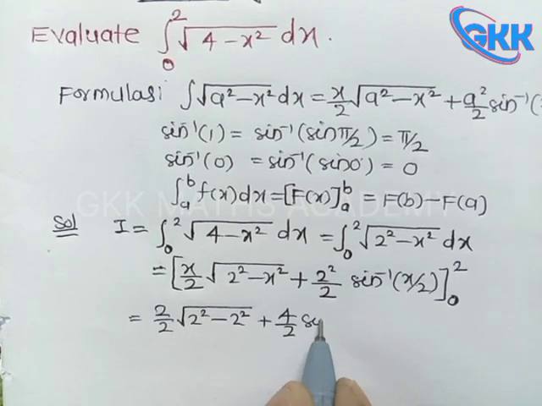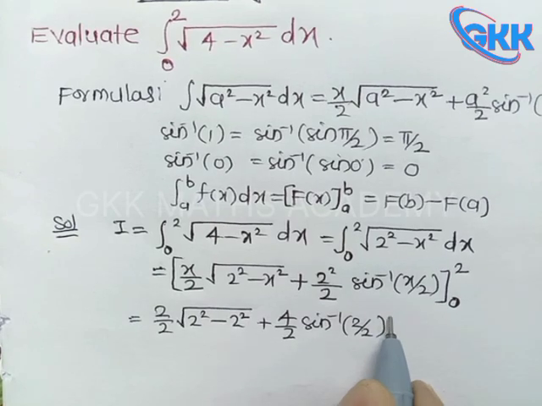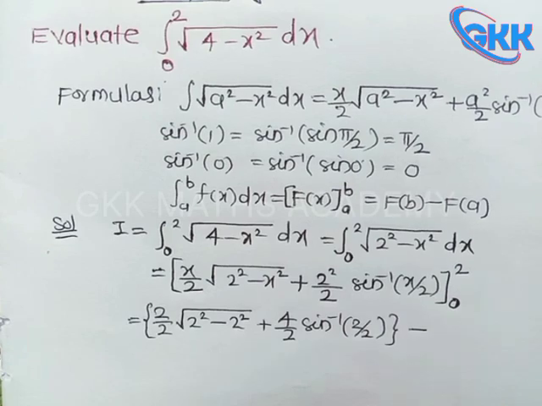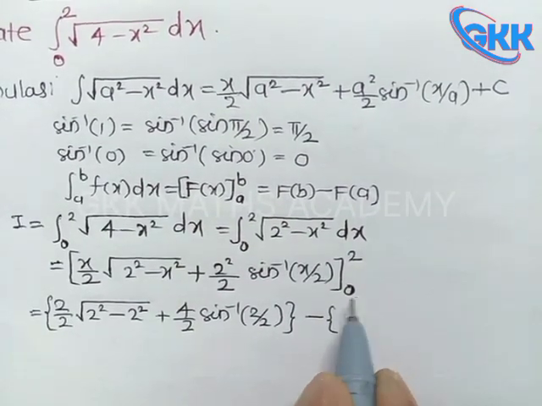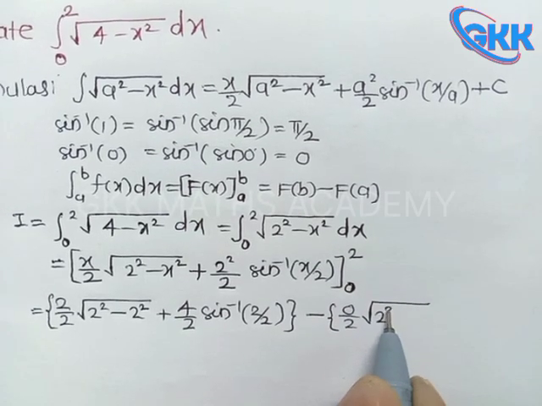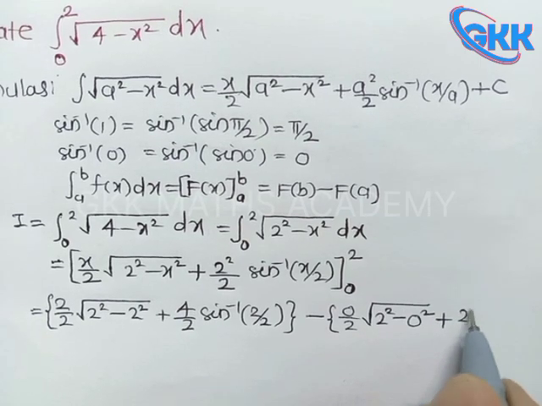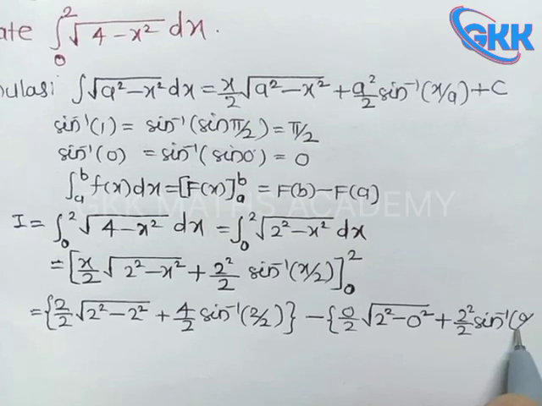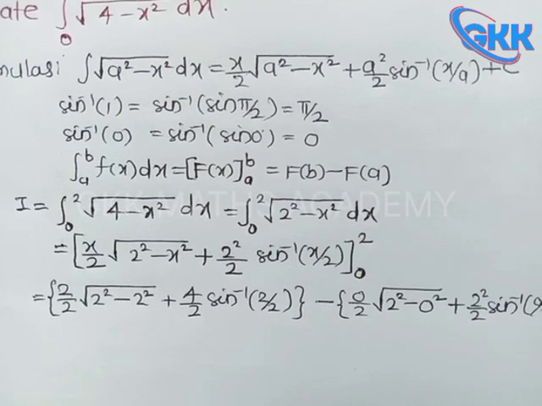This is the upper limit; minus lower limit we are applying. So the lower limit, what is it? 0 in place of x: 0 upon 2 square root over 2 square minus 0 square, plus 2 square by 2 sine inverse 0 upon 2. This is the lower limit.